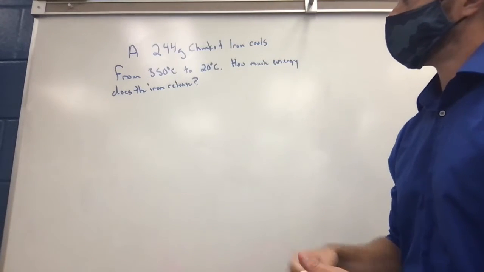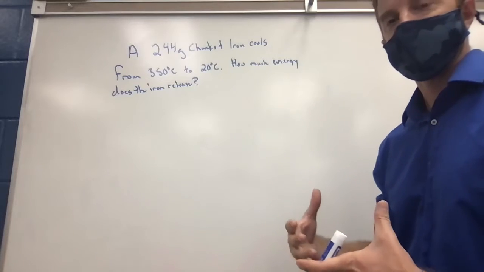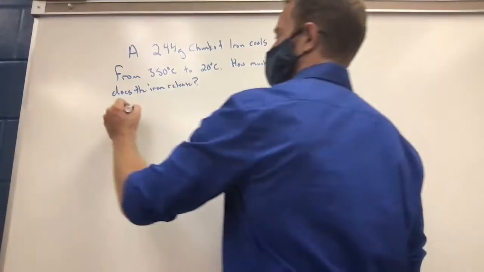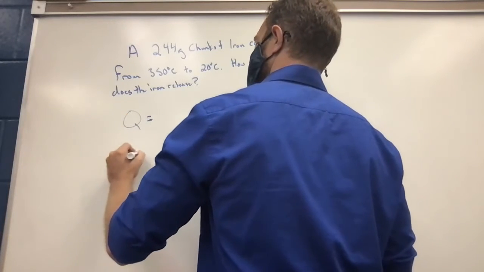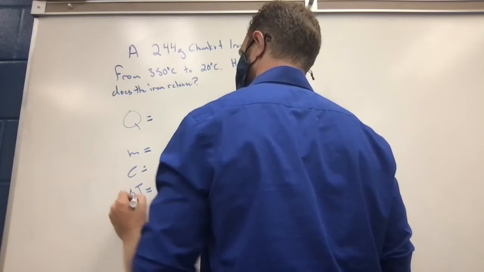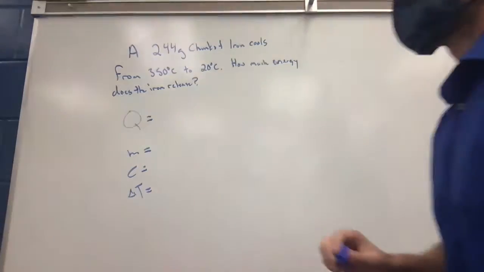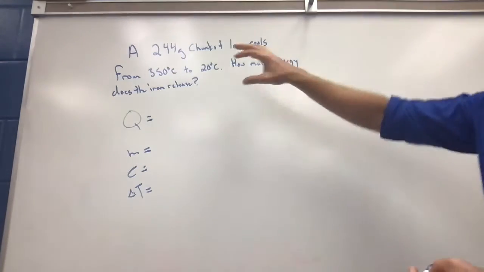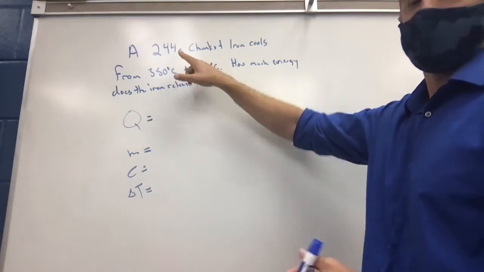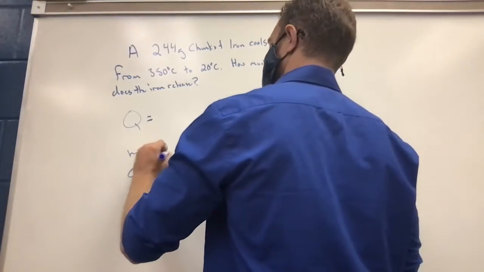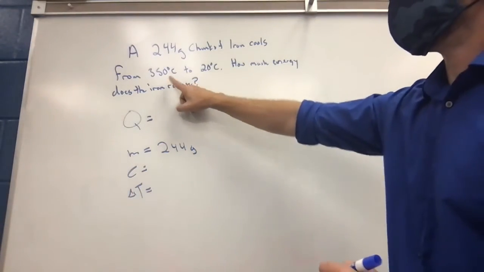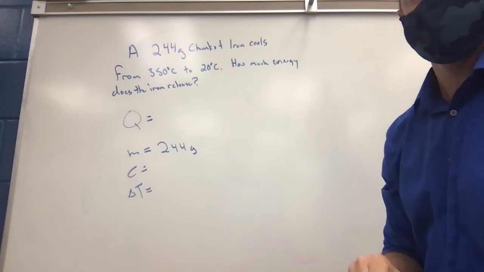So hopefully as I read through that, I recognize we've got energy changing, temperature changing, that kind of stuff. So we go Q equals mc delta T. As I look through these, and I read the question, I let the units help me. So grams is always an easy one to start with. So hey, look at that, 244 grams. It goes from 350 to 20. So what would my change in temperature be?